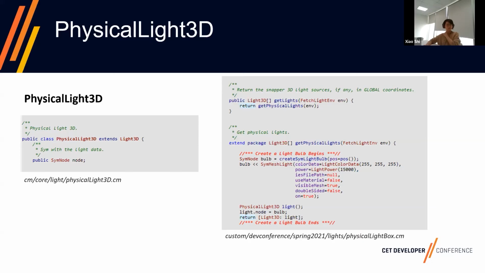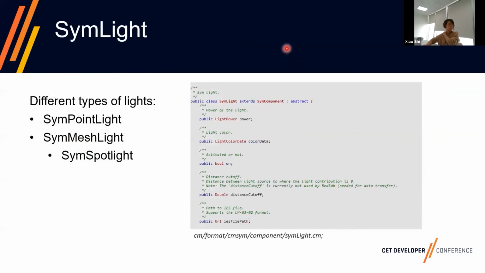Not complicated. So what is the sim mesh light? Okay, let's talk about this. The sim mesh light is a subclass of the sim light. The sim light extends from sim component, and inside of it, it has some light settings. So instead of controlling the settings in the light 3D, you will control the settings here in the sim light.